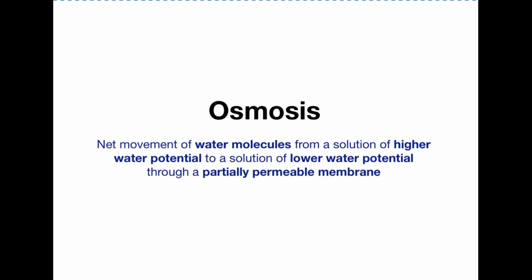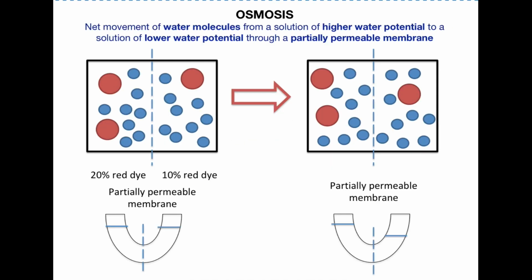Next, osmosis. Osmosis is the net movement of water molecules from a solution of higher water potential to a solution with lower water potential through a partially permeable membrane. So for this, it's important for us to note that osmosis relates to water and water molecules. And this partially permeable membrane is just like the cell surface membrane from the previous slide. This partially permeable membrane is permeable to water, but not to other substances like sucrose. In osmosis, only water molecules move, not solid particles.